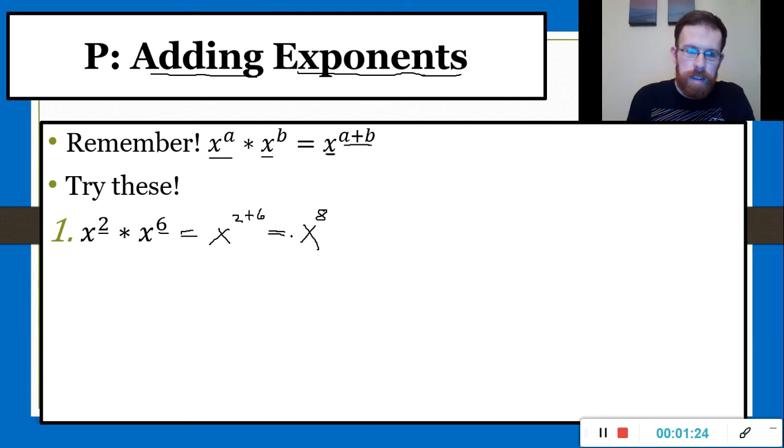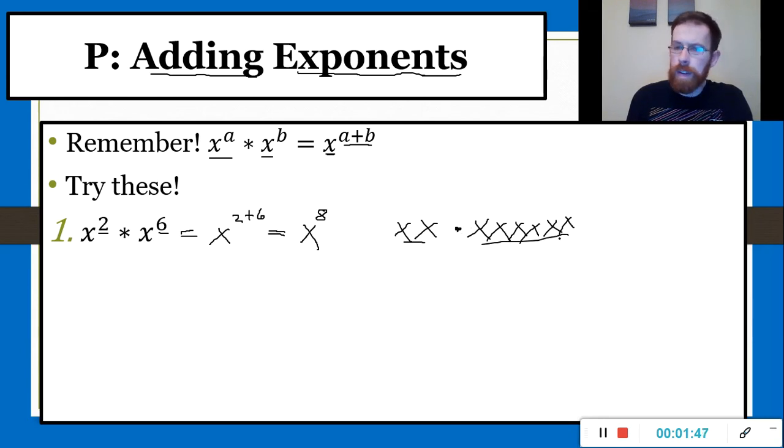Another way to look at this is, alright, x squared, that's the same thing as x times x, and x to the 6th, I think you can see where I'm going with this, is 1, 2, 3, 4, 5, 6 x's. And so if this is this times this, how many x's do you have now? You have 8.